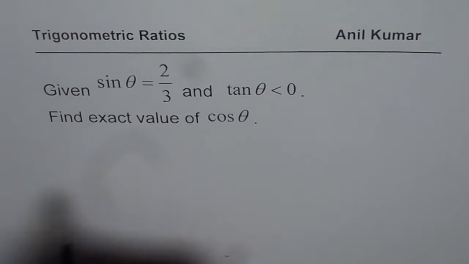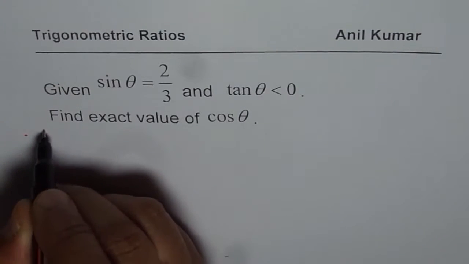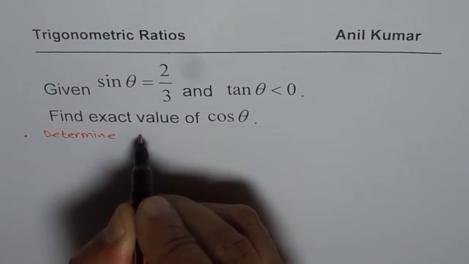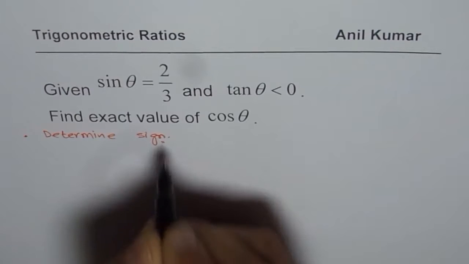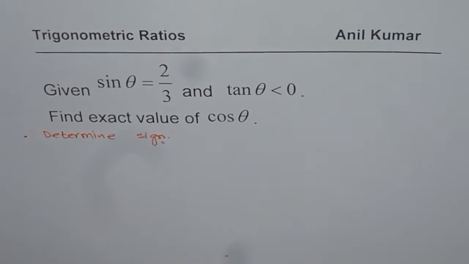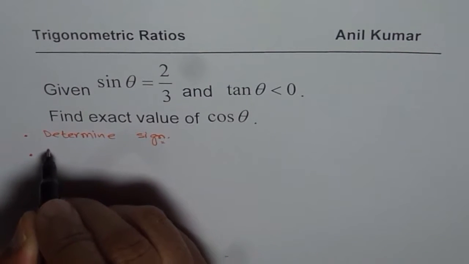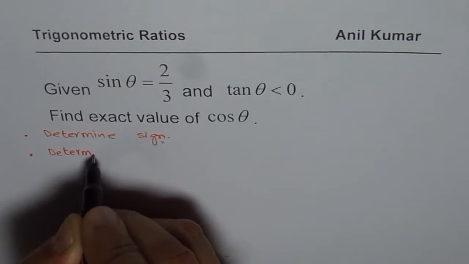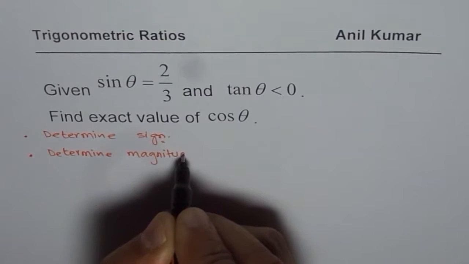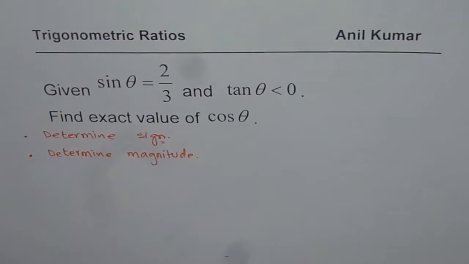My suggestion is, in step number 1, determine the sign. Okay, so we want to find what is the sign of cos theta. That is the first thing which we need to find. And the second step will be to determine or find the magnitude. Correct? Cosine theta could be negative or positive, and now we need to find what is the magnitude of that.